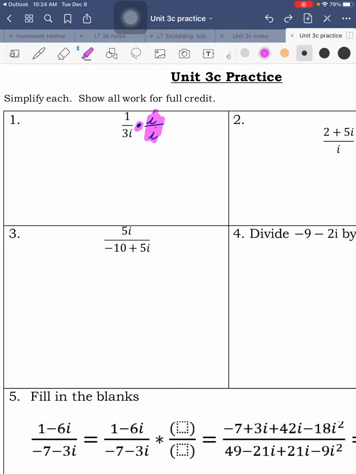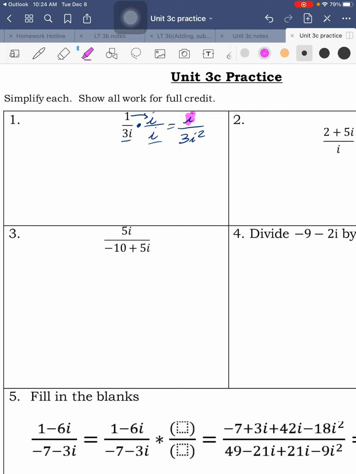So we're not changing the value of this problem. We're just multiplying it to get it into a form with no imaginary in the denominator. So you multiply 1 times i is i, so we're multiplying across the numerators. Multiply across the denominators. 3i times i is 3i squared. After you multiply, you look to simplify.